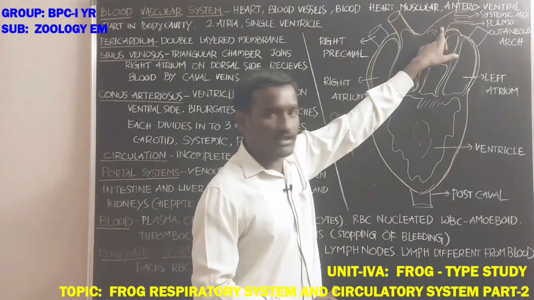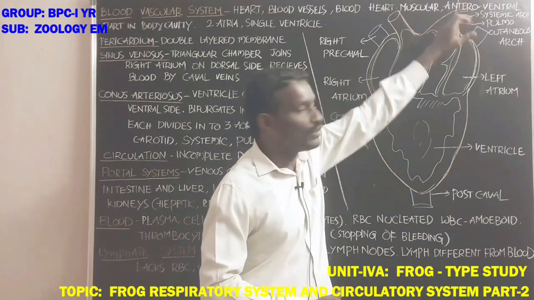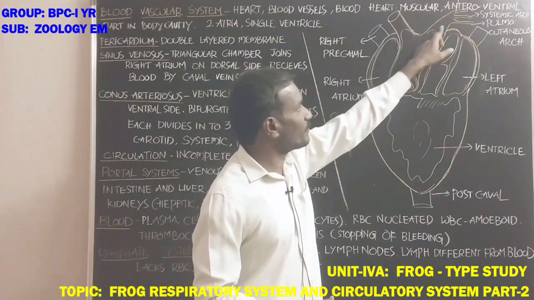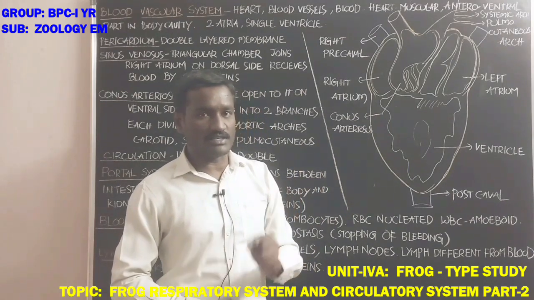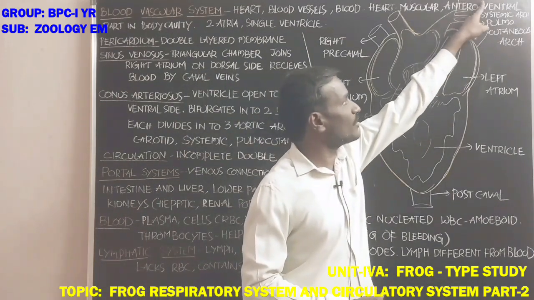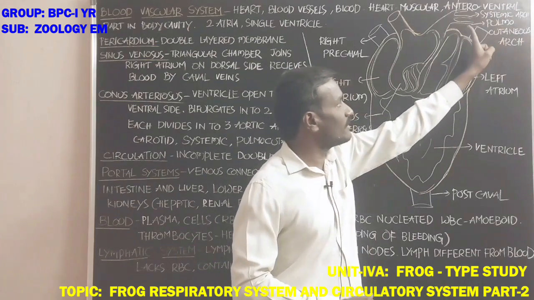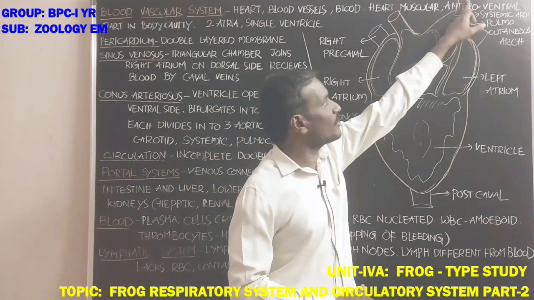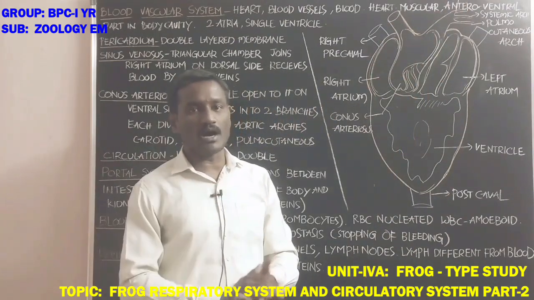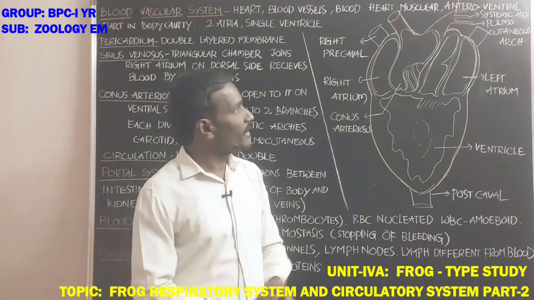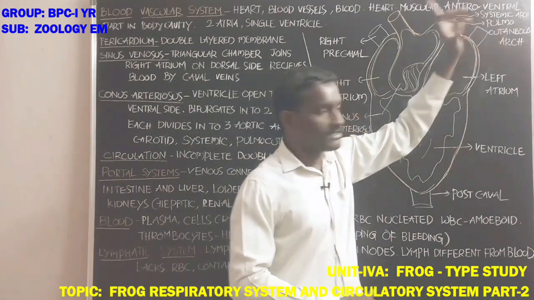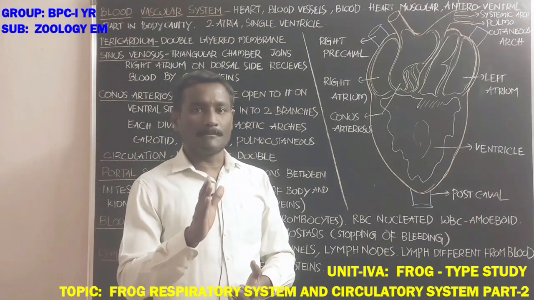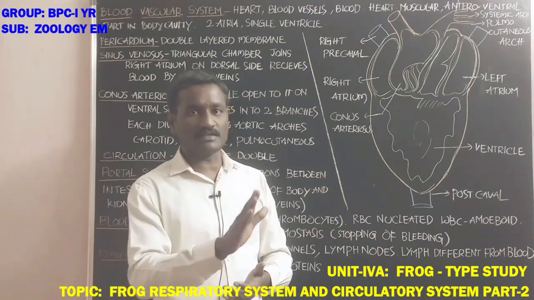Each one of the branches divides into 3 aortic arches. Of these, one is the carotid arch, the second one is the systemic arch, the third one is the pulmocutaneous arch. Students, the carotid arch supplies blood to the cephalic part, the head region. Next, the systemic arch supplies blood to all parts of the body except the lungs and the skin.